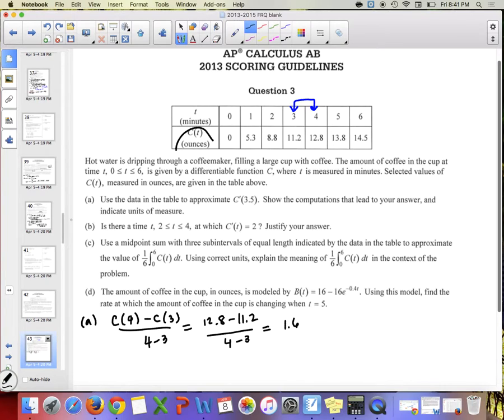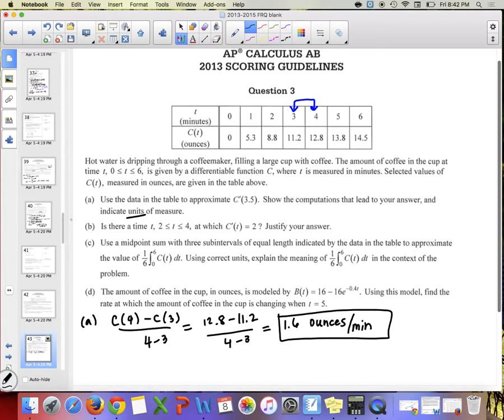Now the numerator is in ounces and the denominator is in minutes. So when I come up with that slope, the change in y over change in x will be in ounces per minute. Okay, so make sure you put the correct units. And they even say that there. All right, B, is there a time t between 2 and 4 at which c prime of t is equal to 2? Justify your answer.